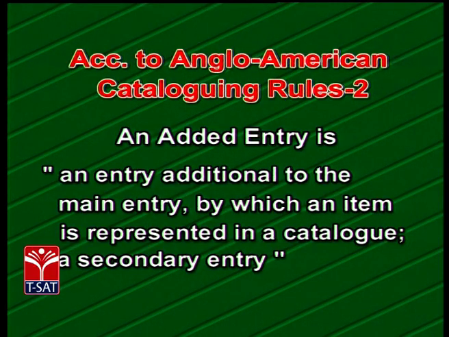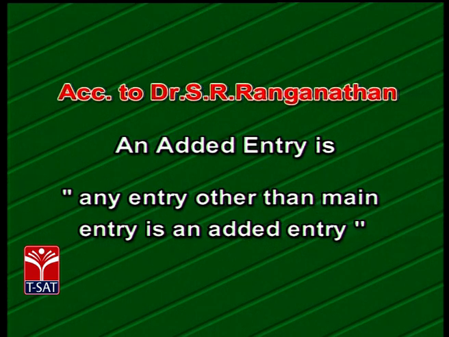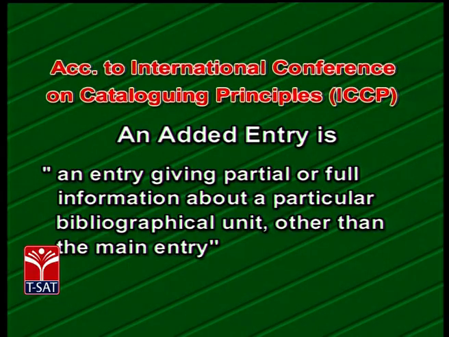Here the term added entry has been defined by different authors in different ways. The term added entry has been defined by Anglo-American Cataloguing Rules 2 as an entry which is additional to the main entry by which an item is represented in a catalog, other than the main entry, that is, a secondary entry. The same thing has been defined by Ranganathan as any entry other than the main entry is called an added entry. But the same term has been defined by the International Conference on Cataloguing Principles as an entry giving partial or full information about a particular bibliographic unit other than the main entry.